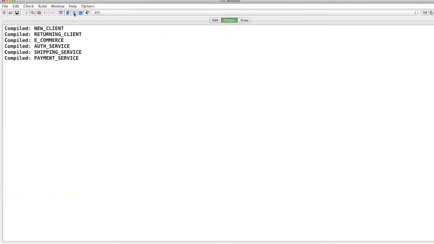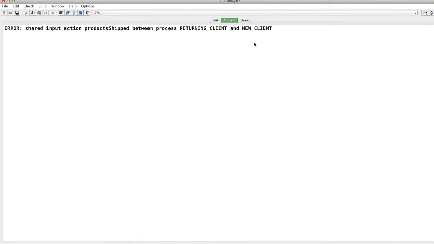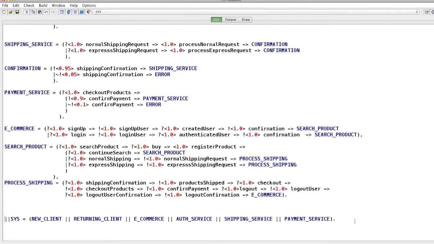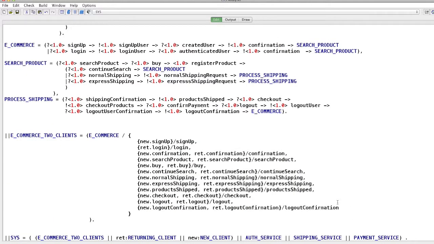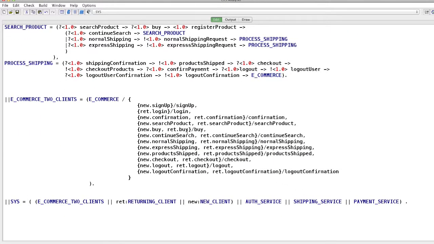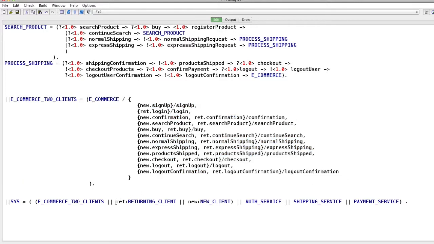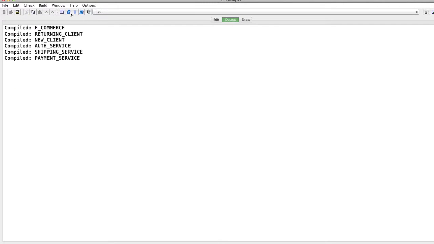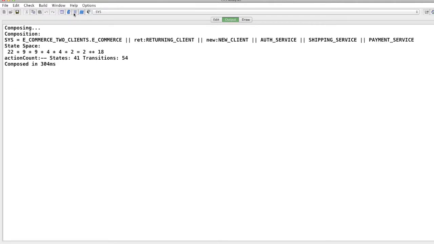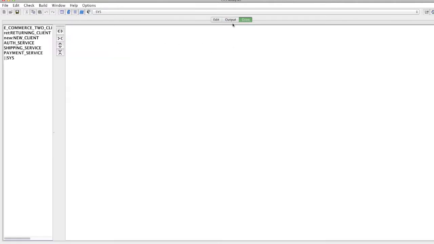As a result, we have to change its PFSP specification to take into account the system architecture. Firstly, the interface actions that represent interactions between the clients and the e-commerce service have to be relabeled in order to consider the interactions with the components. Secondly, since the new client and returning client PFSPs have actions in common, we have to add a prefix to their actions in order to distinguish them in the system model. The overall system representation can now be constructed.